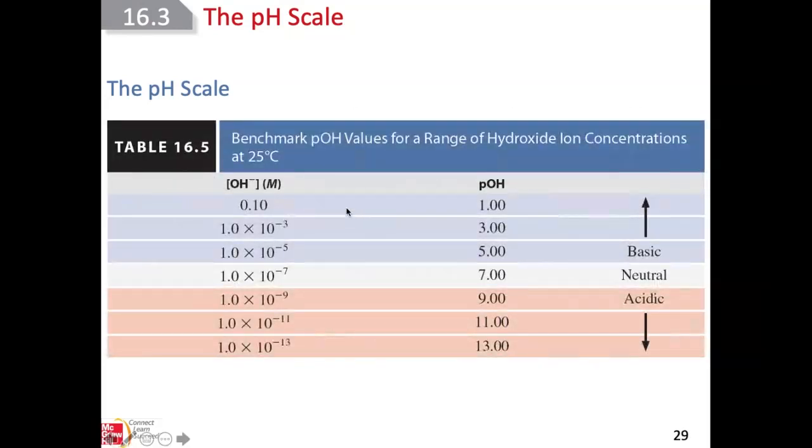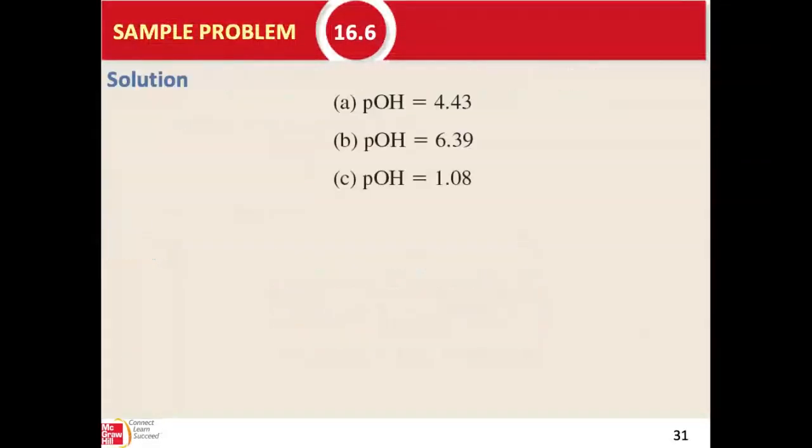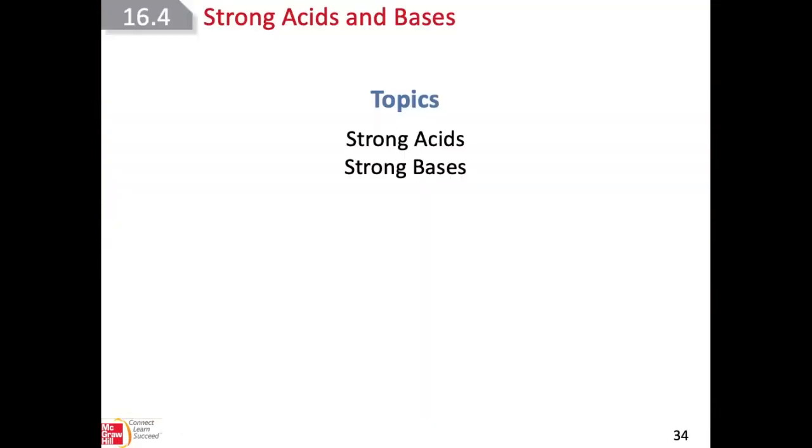They're also giving you a similar table, but only here you have the concentration of OH minus. When the concentration of OH minus is very big, your solution is basic. When the concentration of OH minus is small, your solution is acidic. Similar problems, same work.